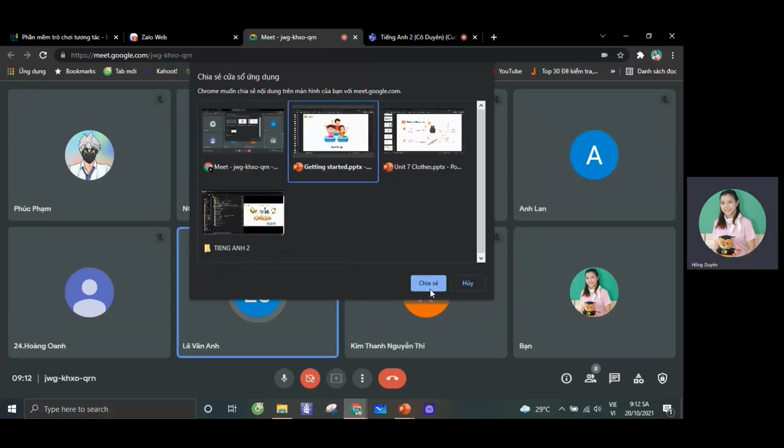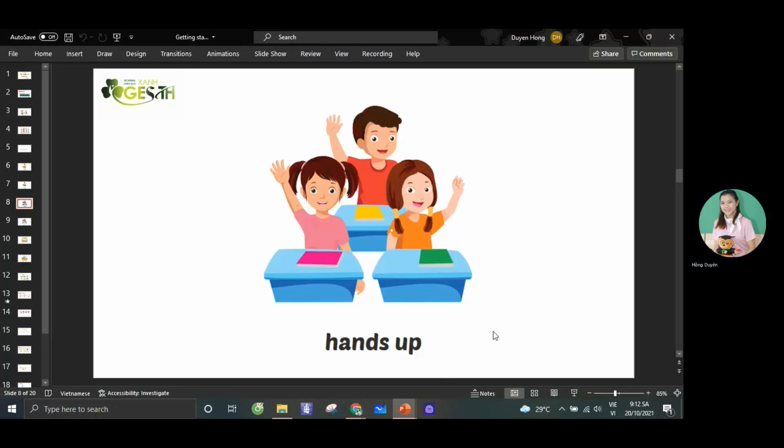Okay, what can you see in the picture? What can you see in the picture? Cat. All right, cat, what can you see in the picture? All right, say again, hands up. All right, say again, hands up. All right, good. Hands up. Hands up. Tom. All right. Tom.